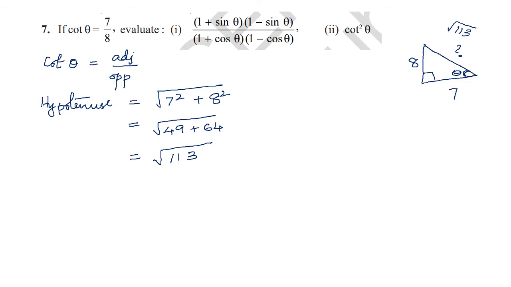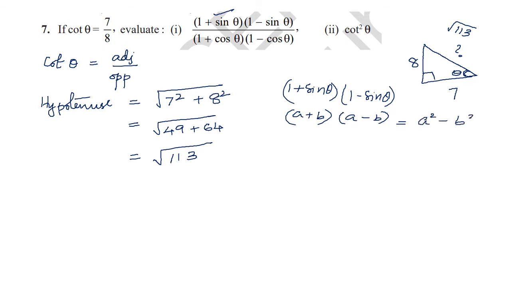Now what is asked by us? Find 1 plus sine theta into 1 minus sine theta by 1 plus cos theta into 1 minus cos theta. Look at the numerator: 1 plus sine theta into 1 minus sine theta. That is a plus b into a minus b. Do you get that? What is a plus b into a minus b? A square minus b square.